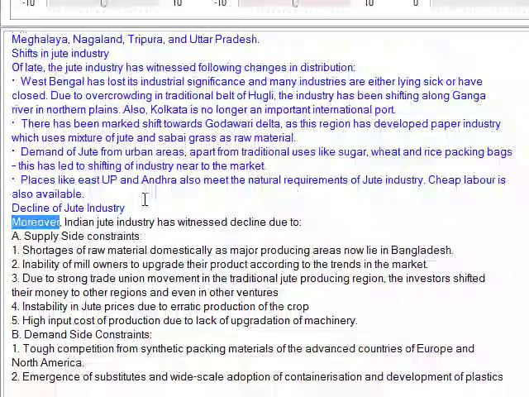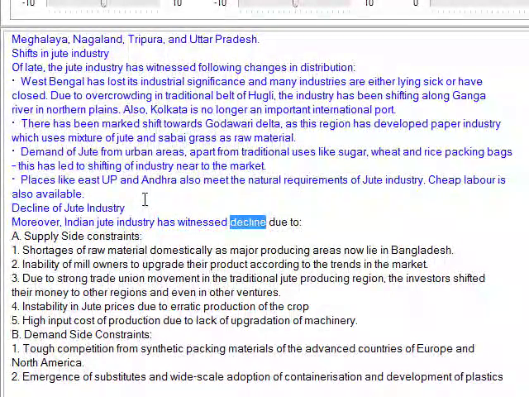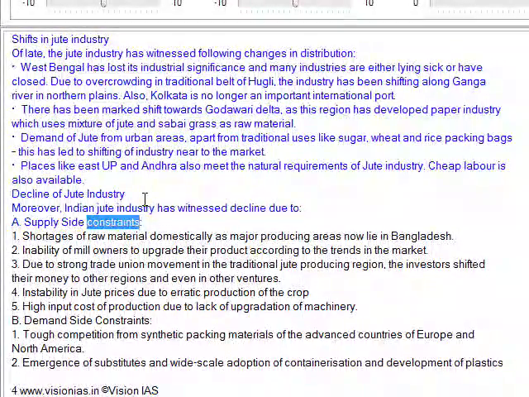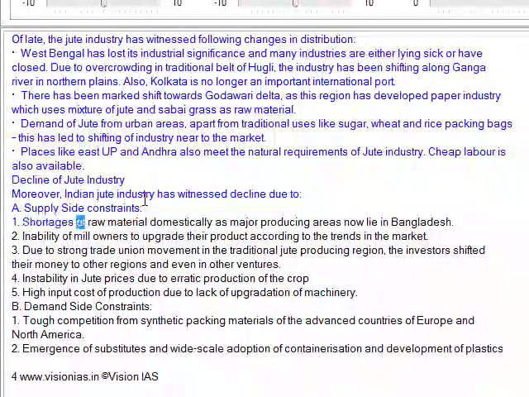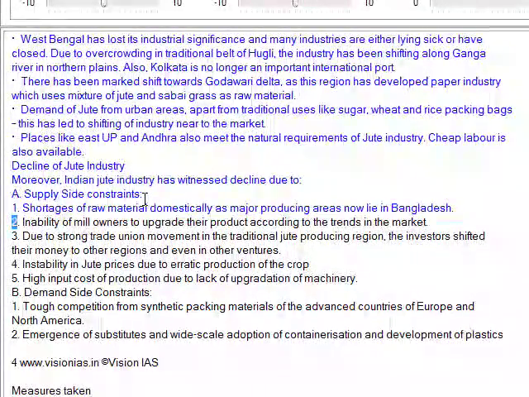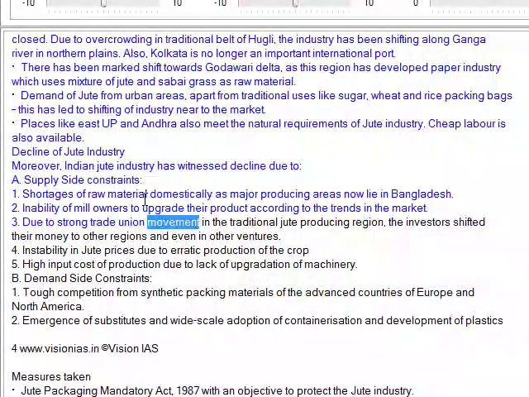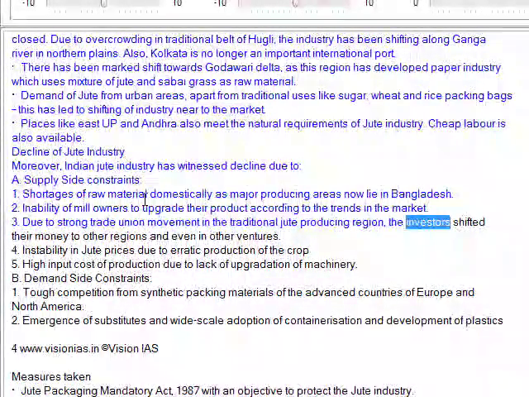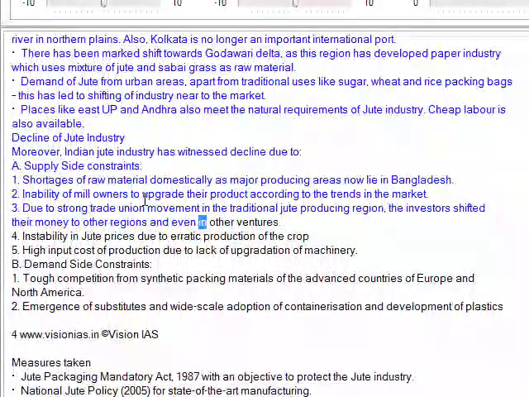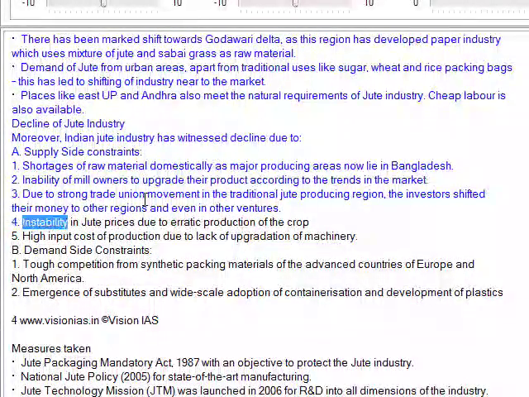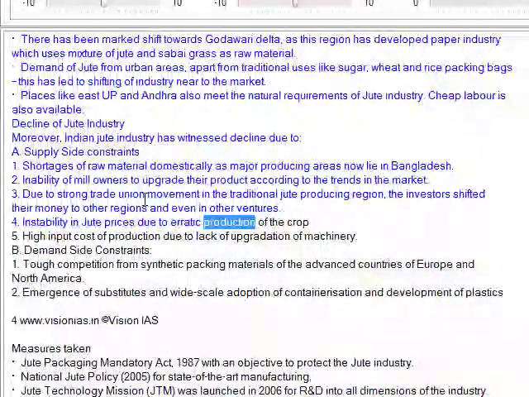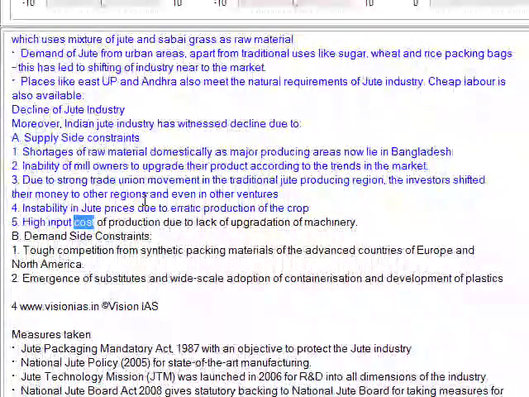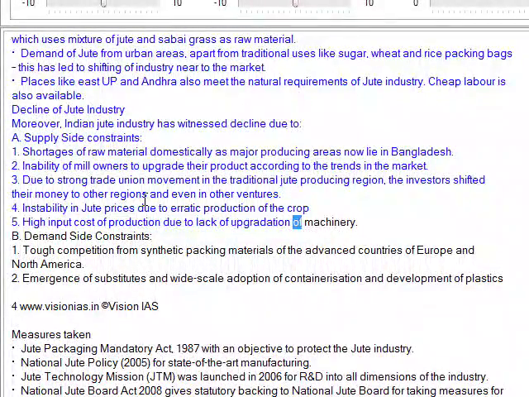Decline of jute industry. Moreover, the Indian jute industry has witnessed decline due to: A. Supply side constraints. 1. Shortages of raw material domestically as major producing areas now lie in Bangladesh. 2. Inability of mill owners to upgrade their product according to the trends in the market. 3. Due to strong trade union movement in the traditional jute producing region, investors shifted their money to other regions and even to other ventures. 4. Instability in jute prices due to erratic production of the crop. 5. High input cost of production due to lack of upgradation of machinery.